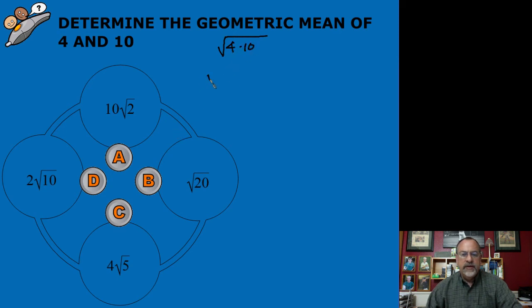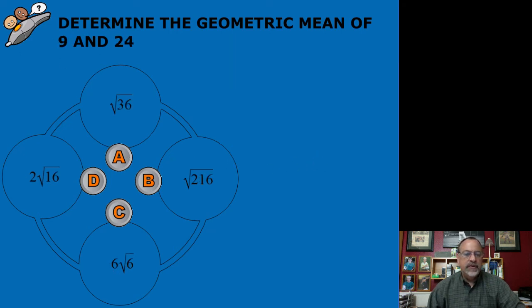Now again, I could multiply these together, but I'm just going to prime factor them. 4 is 2 times 2, and 10 is 2 times 5. Those are the prime factors. I can do that without doing that over here. So these two become a 2 outside. There's only one more 2 left, so it has to stay, and one more 5. So I multiply those together, give me 2 square root of 10, so this would be the correct answer.